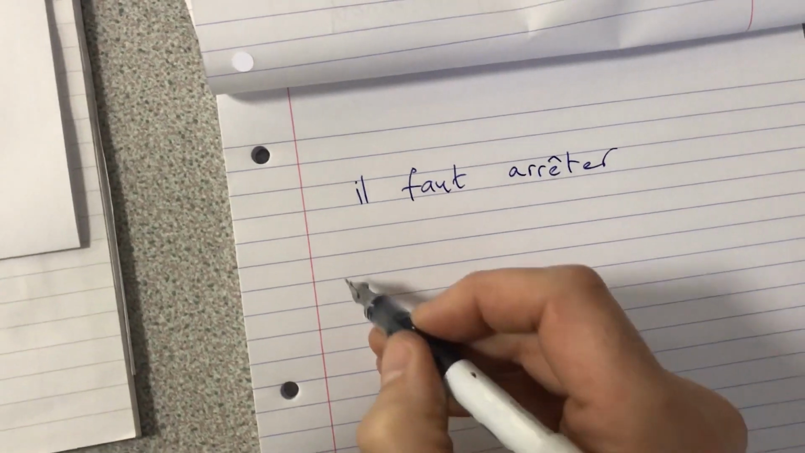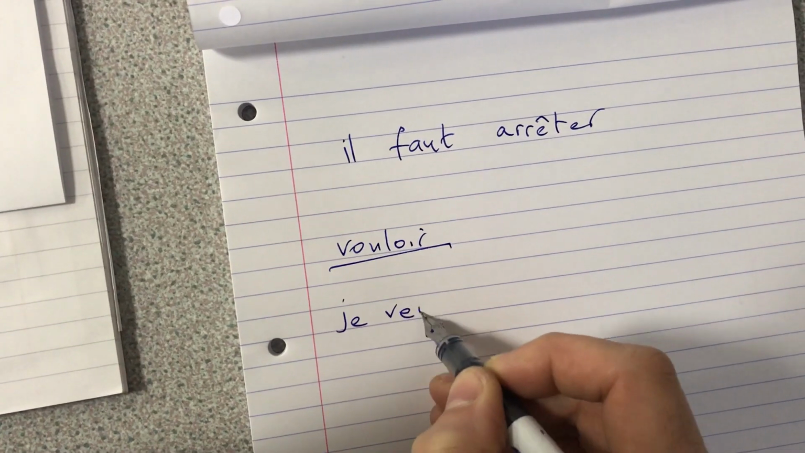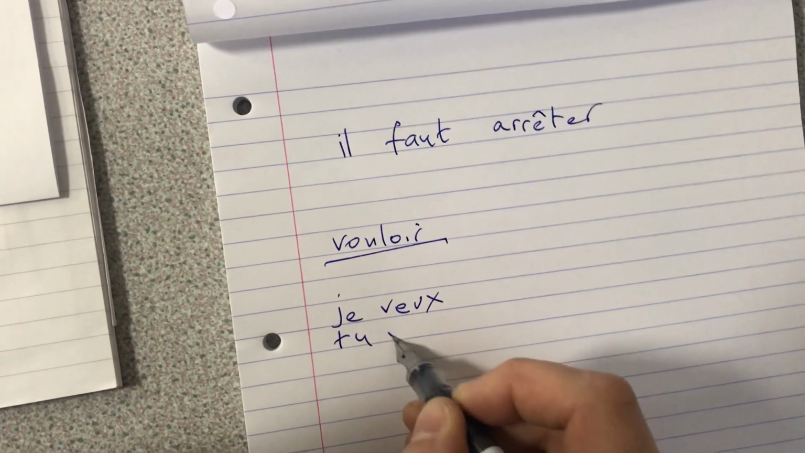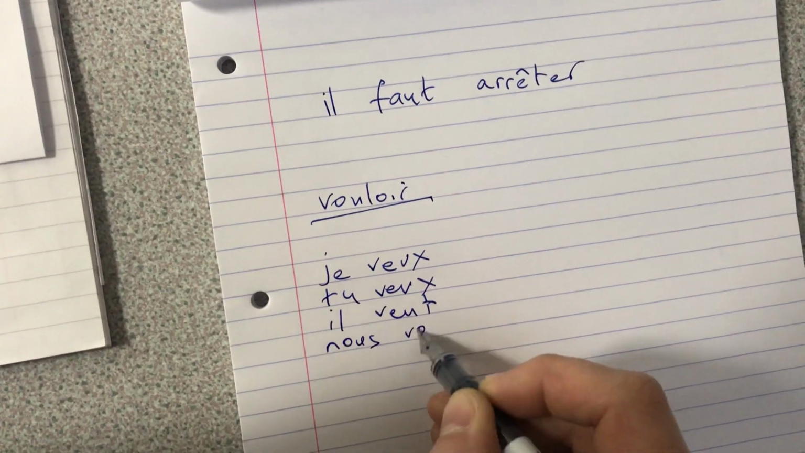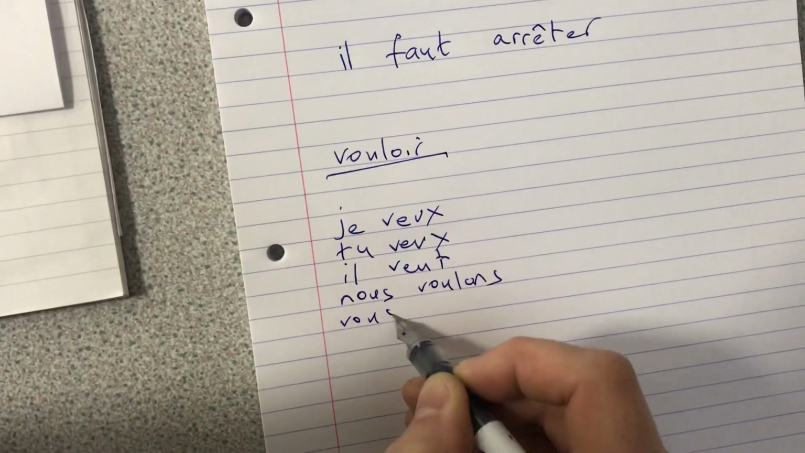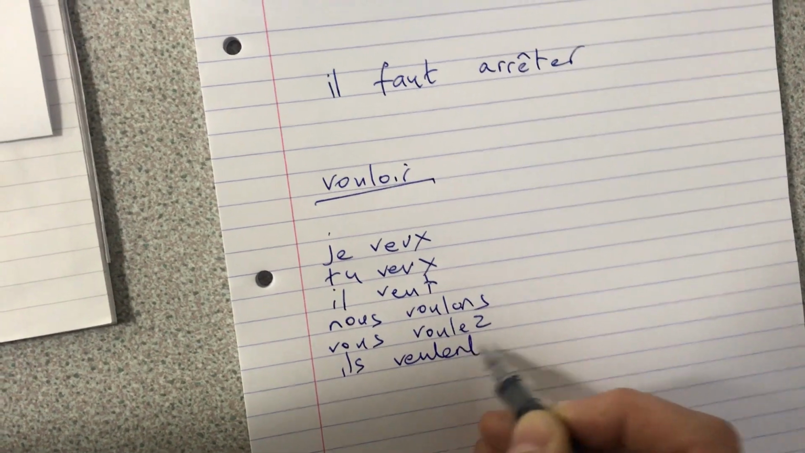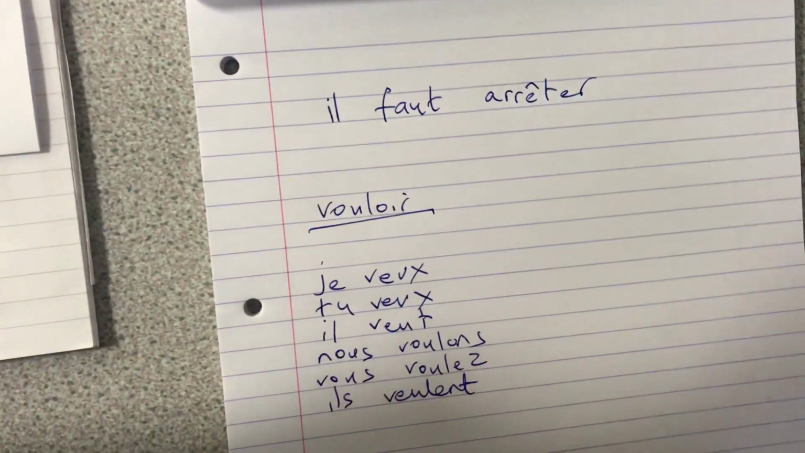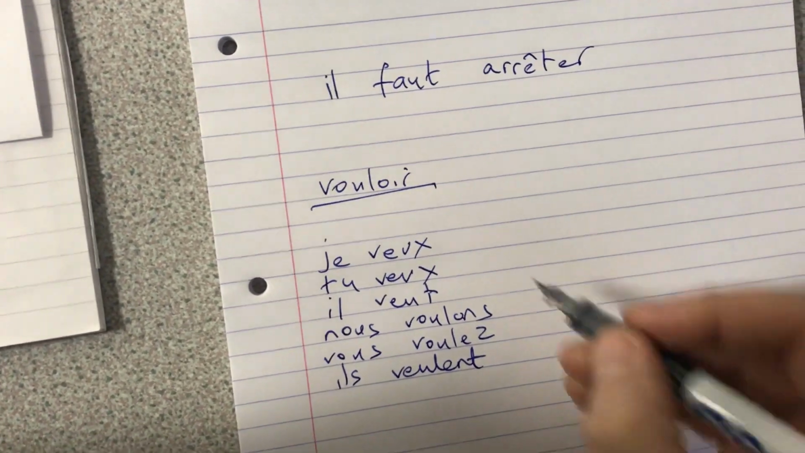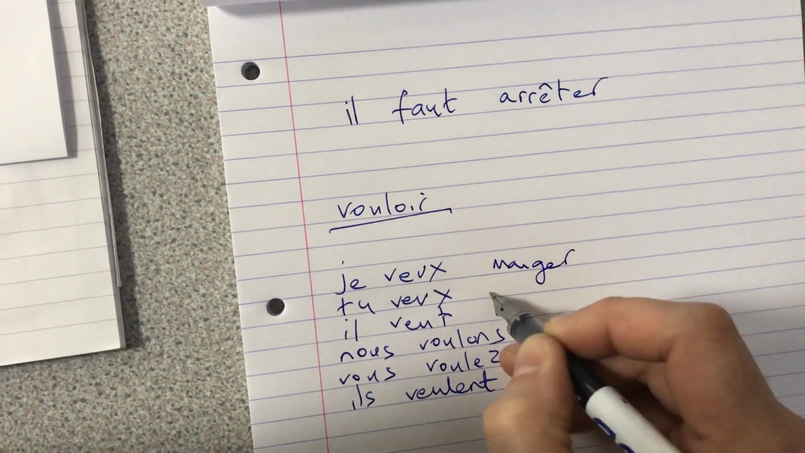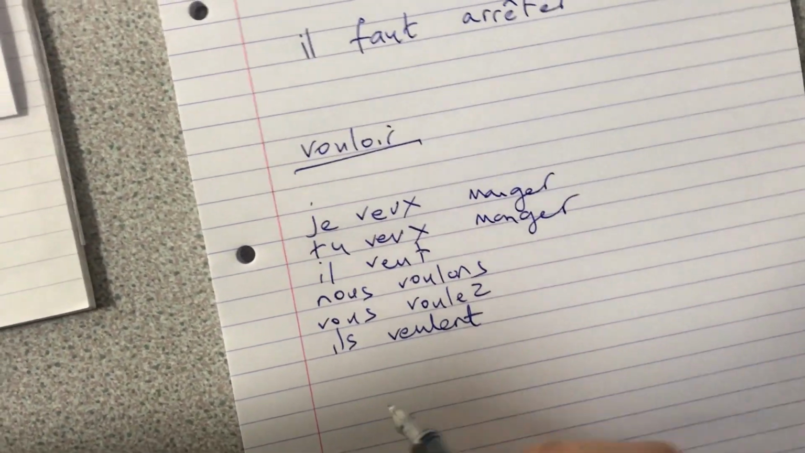Et finalement, we've got vouloir, which is to want. Je veux. Tu veux. Il, elle, on veut. Nous voulons. Vous voulez. And ils veulent. Remember, you never pronounce that ENT. And again, you can add an infinitive onto the end of it. So, je veux manger, tu veux manger, etc. I want to eat, you want to eat, he wants, we want, you want, they want.